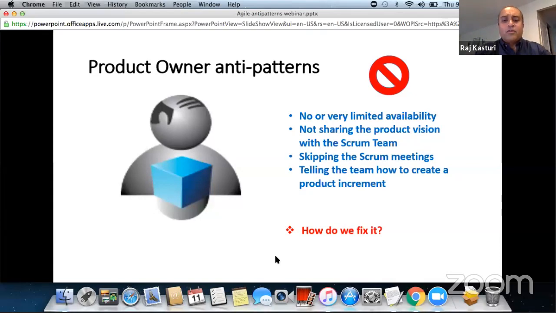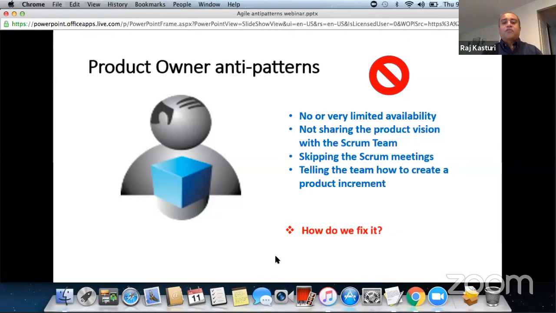A product owner, again, goes back to availability. Skipping the Scrum meetings. If they are not present in a sprint planning meeting, imagine, the sprint planning meeting is not going to be worthwhile. So the product owner shouldn't be skipping these meetings.